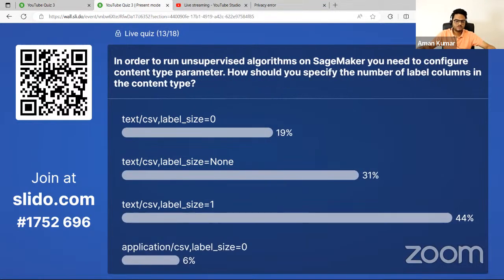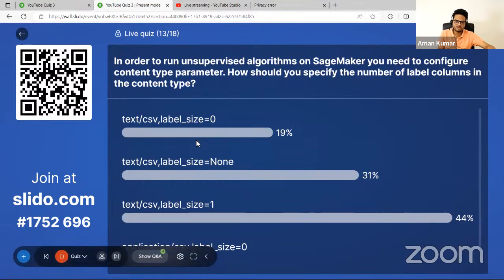Not sure if people remember this or not, but every time you want to use an unsupervised algorithm in SageMaker, you have to say that you don't have any label in your data. So in an unsupervised algorithm, you don't have labels, so label size will be 0. Normally you give test CSV as input. So text CSV is the input and label size is 0. So option A is the right answer here.